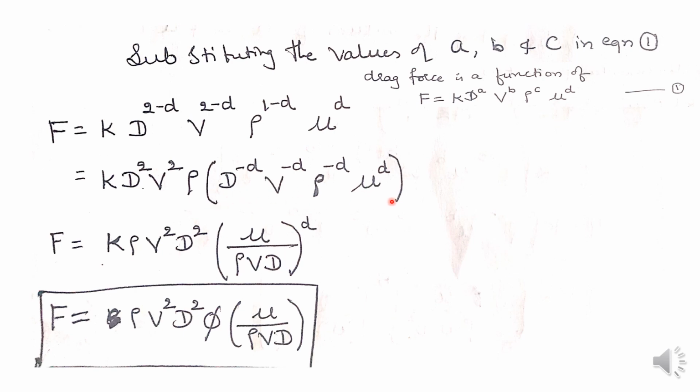I have written this equation in this form. If I remove this constant also, now we can write this equation in this form. F is equals to rho v square d square, this is a function of mu divided by rho v d. If we are writing in the function form, we will not write the power d here. So this is my final form of the expression on the basis of Rayleigh's method. Drag force F is equals to rho v square d square, function of mu divided by rho v d.